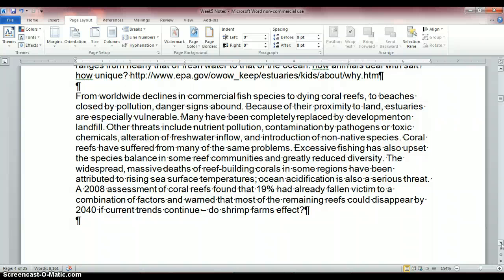Coral reefs have suffered from many of the same problems. Excessive fishing has also upset the species balance in some reef communities and greatly reduced diversity. Do we have man-made coral reefs? What do they use? The widespread and massive deaths of reef-building corals in some regions have been attributed to the rising sea surface temperatures. Ocean acidification is also a serious threat. A 2008 assessment of coral reefs found that 19% had already fallen.